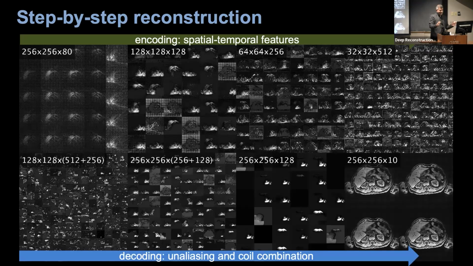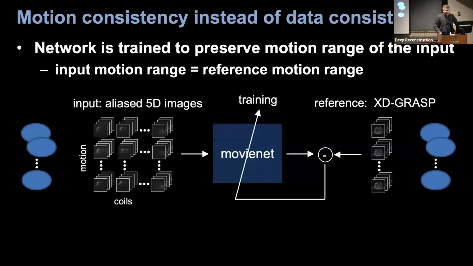So this is a graphical depiction of what's going on after each block. Here is the way that the network is encoding all of these spatial and temporal features. And then this is all put together, trying to remove the aliasing artifacts and produce finally a coil-combined image.